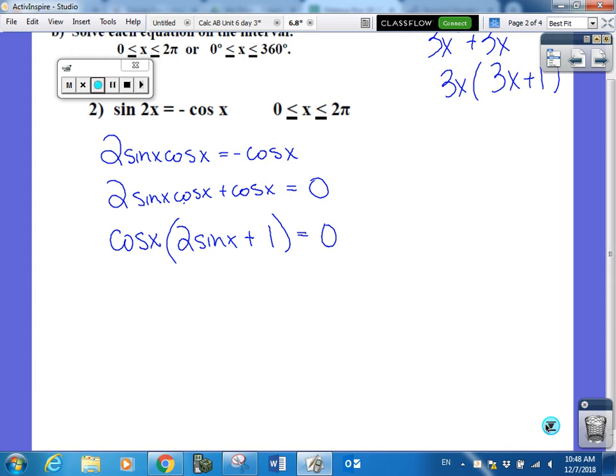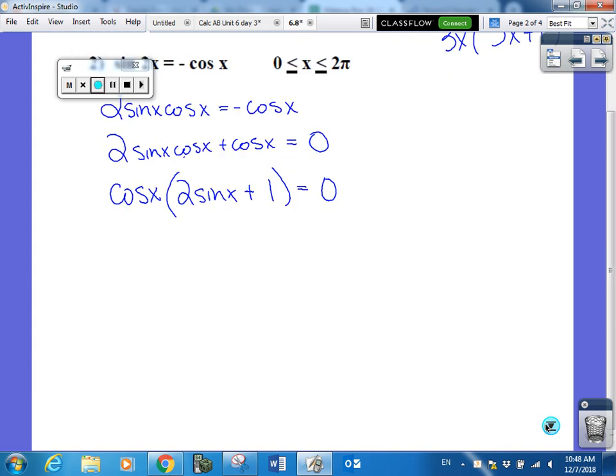This is called the zero product property rule. We can't set that equal to anything other than 0 to solve it when there's multiple words, more than just a sine squared or a cosine squared, or cosine. So we can say cosine x equals 0, and 2 sine x plus 1 equals 0.